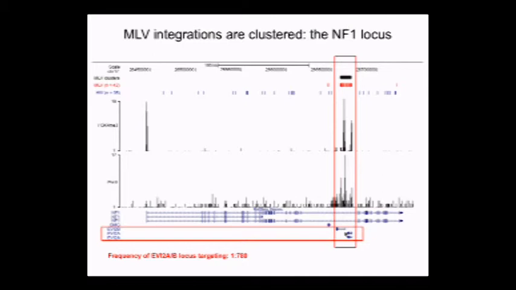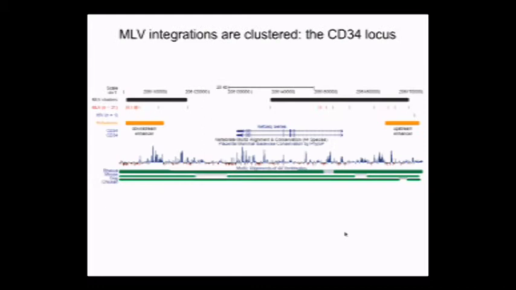So we started to think, can we actually use these viruses as genome scanners? Can we actually use them to identify regulatory regions that we don't know? And I will give you a couple of examples. This is the CD34 locus, which is obviously expressed in hematopoietic progenitors. And these are three different regions that are identified by peaks of MLV integrations. Two of these are known enhancers, one here and one here. This is probably a promoter. So we know enough of these genes, and again, this is another validation of the concept.